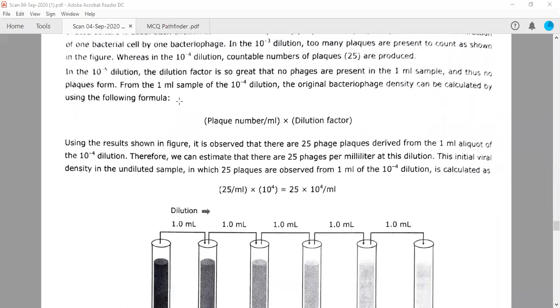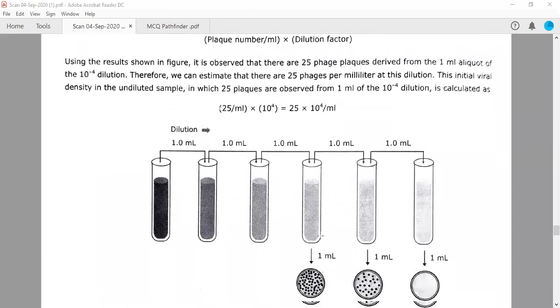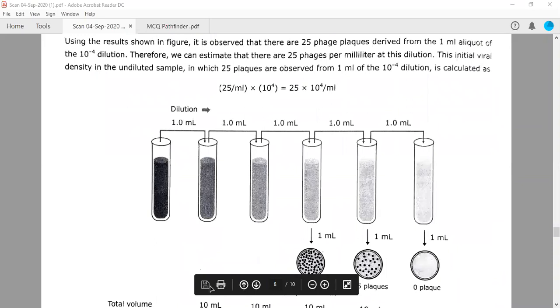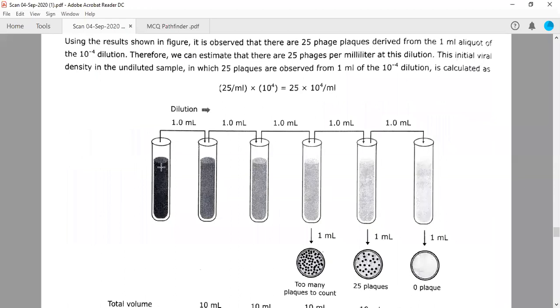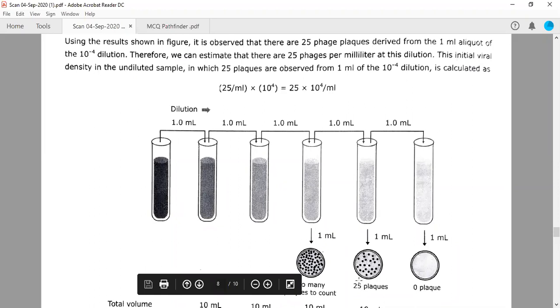Now, you are having a question here. Suppose 25 plaques are produced, as it is also showing in this particular diagram. So there are 25 plaques in this particular tube, and this tube is actually having a 10,000 times dilution factor, right? So this is one, here it is 10 times dilution, then 100, 1000, 10,000. So it is having 10 to the power 4 times dilution. So you need to multiply this dilution factor with the number of plaques you are able to count in this particular tube. So that's how you can count for any tube.